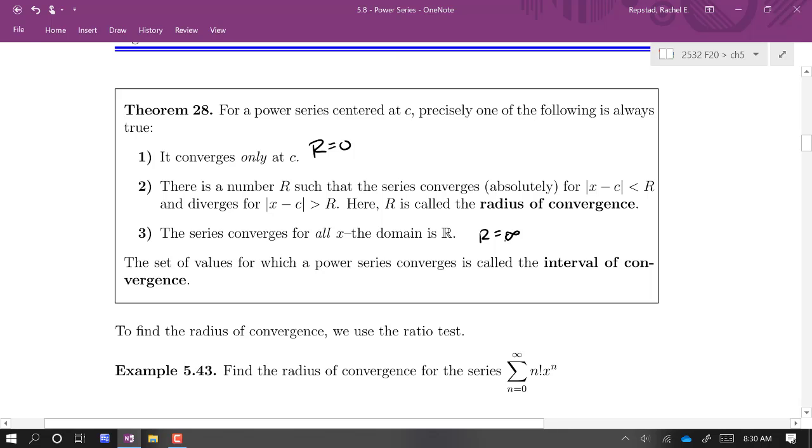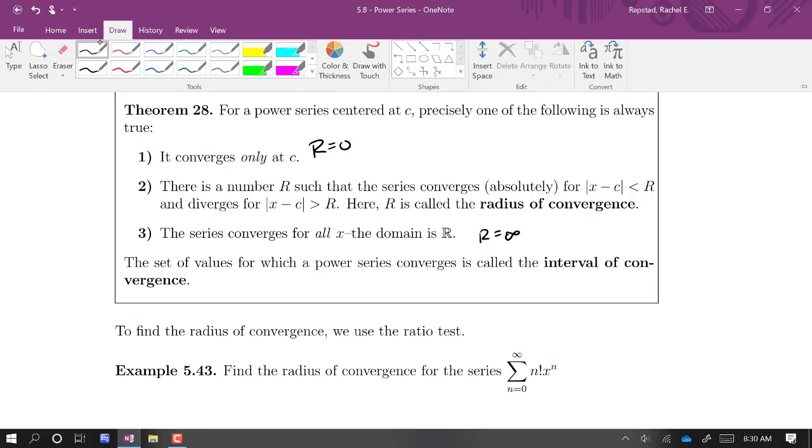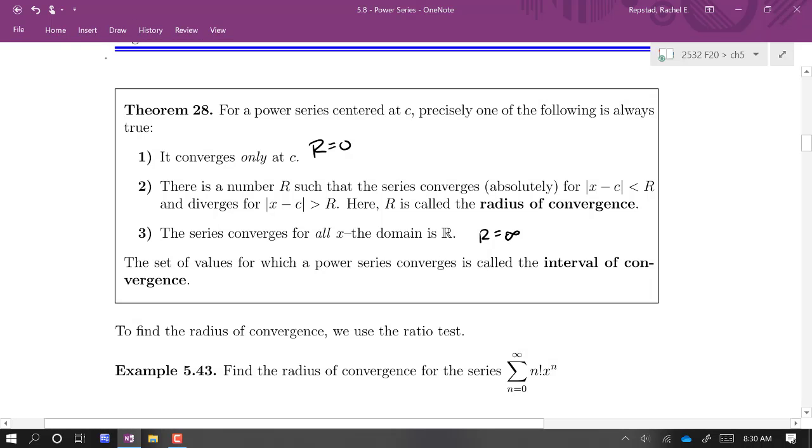So the radius is how far you can stray from the center and get convergence, and then if you take that and look at the interval of values that defines, we call that the interval of convergence. So our focus is on finding the radius and interval of convergence. We're going to start first with how we get that radius. And to do this, we use the ratio test.